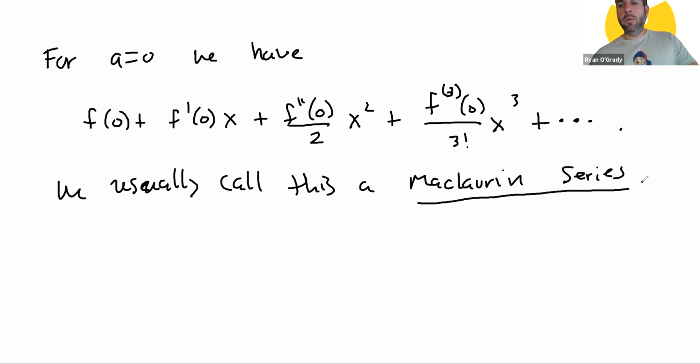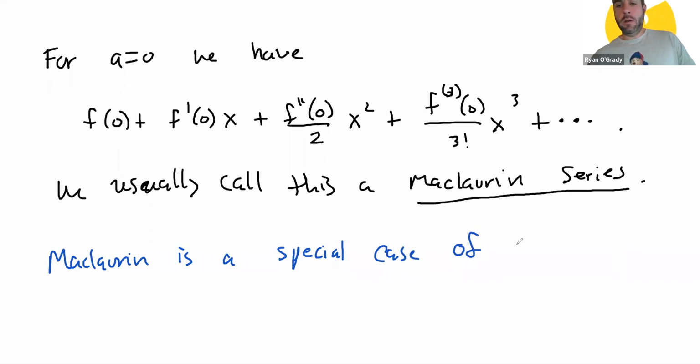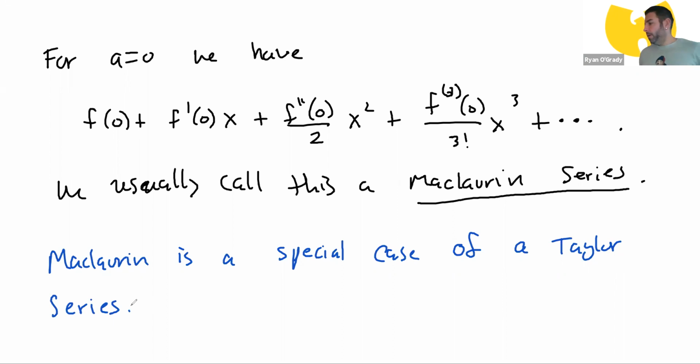So Taylor and Maclaurin, let me write it like this. Maclaurin is a special case of a Taylor series. So it's kind of like every square is a rectangle, but not every rectangle is a square. Every Maclaurin series is, in fact, a Taylor series. It's the Taylor series where we're centering it at 0.